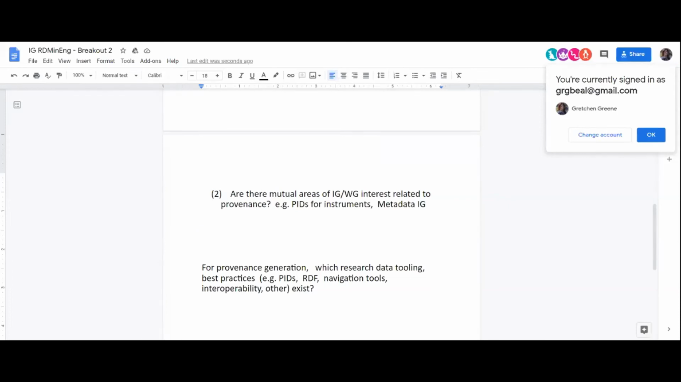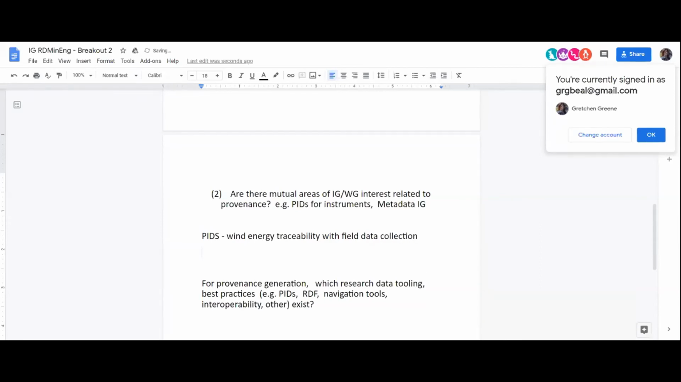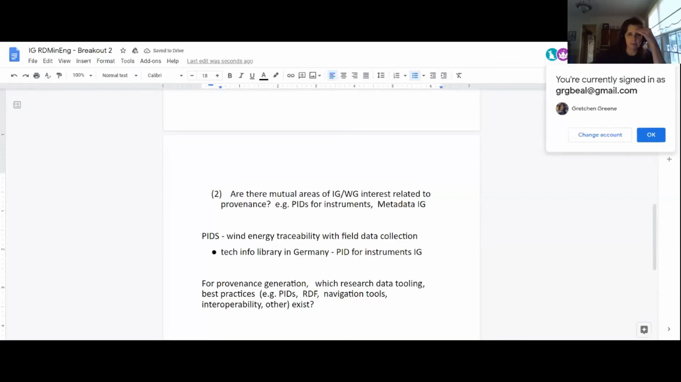Yeah, now that I see here the PIDs for instruments, I don't know, well, they were working on use cases as well, and they do have a use case of wind energy from one of our co-chairs, where they create a workflow on how to trace and set up field experiments, also using PIDs to identify the different sensors and so on. I'm trying to look for it. And I think the group of PIDs for instruments is led by Markus Stocker. So he's also an engineer working at the Technical Information Library in Germany, and he is also a member of this group. That's an interest group, I believe, right? The PIDs for instruments. I'm pretty sure that's an interest group. It's not a working group.